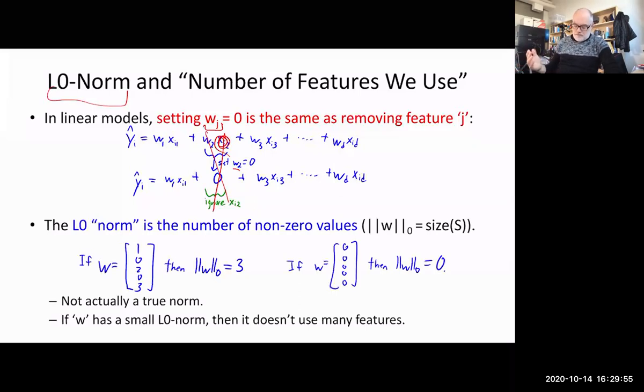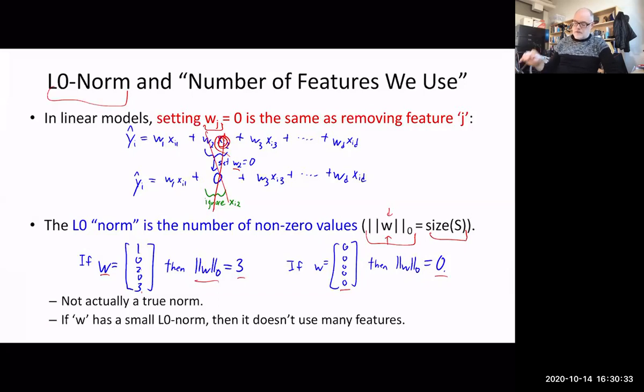The L0 norm is defined to be the number of non-zero values in a vector. So the L0 norm of the vector W, these are the regression parameters, is the size of the feature set, straight up. For example, if W happens to be 1, 0, 2, 0, 3, then the L0 norm is 3. If it's all zeros, then the L0 norm is 0. It's not actually a true norm, but if W has a small L0 norm, then it doesn't use very many features. It's fine.